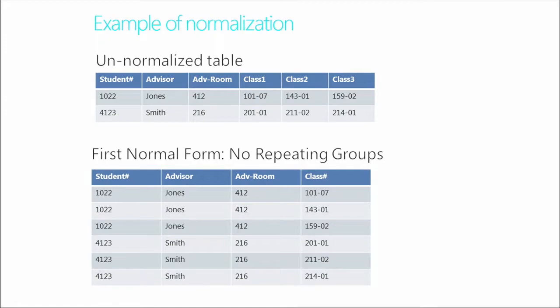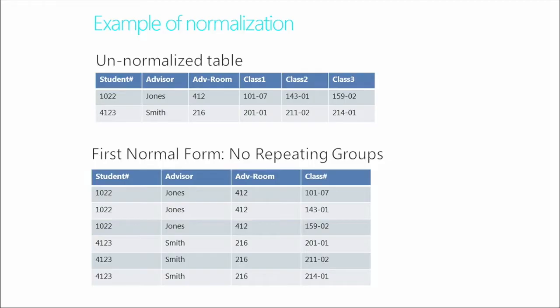All right, let's take out this table here. This table is kind of like a spreadsheet at this point, but we've got an unnormalized table. It has student number, advisor, and the advisor's room number, where we can find that individual. And then for student 1022, they have class 101-07, class number 2 is 143-01, and 159-02. This is an unnormalized table at this point. So over the next few slides, we're going to take that content and normalize it.